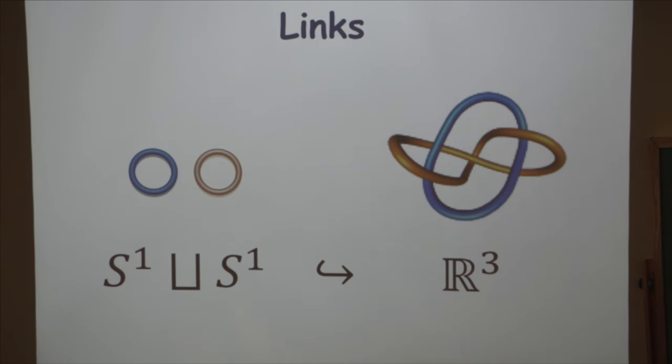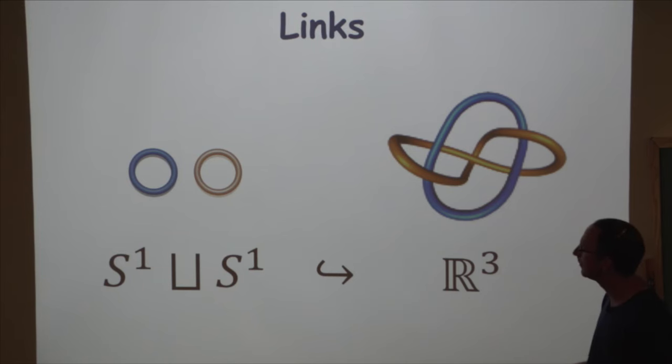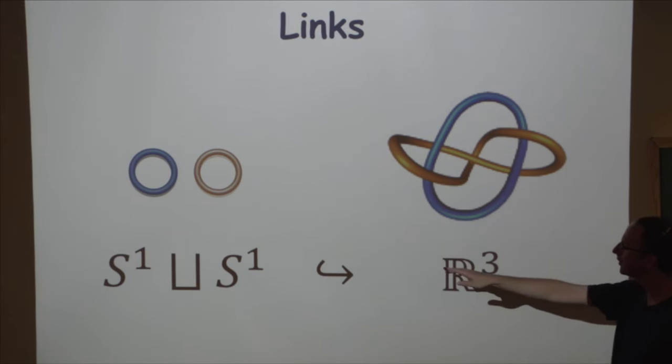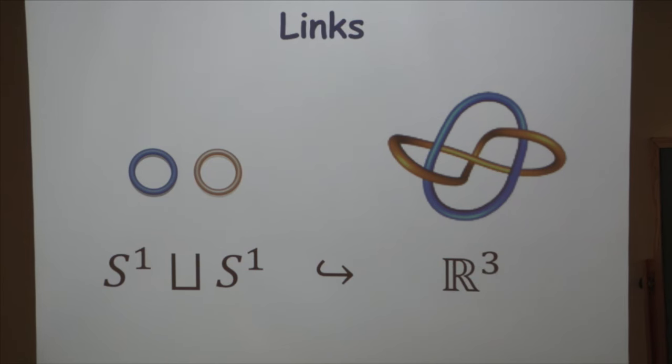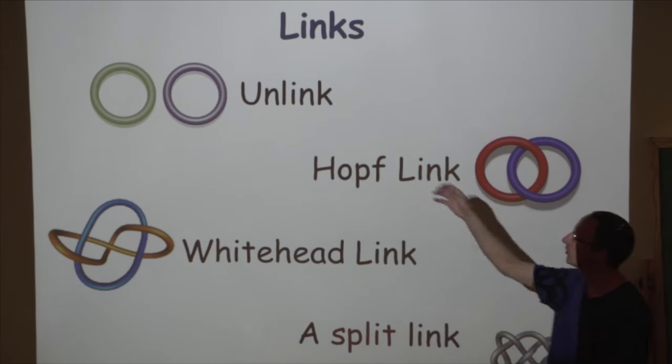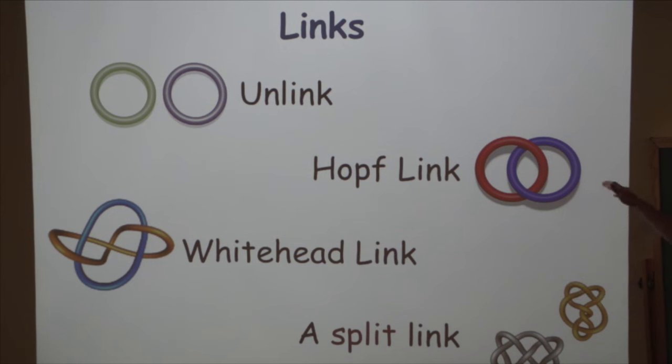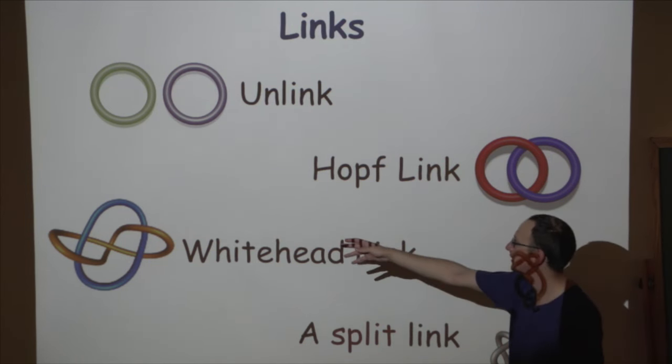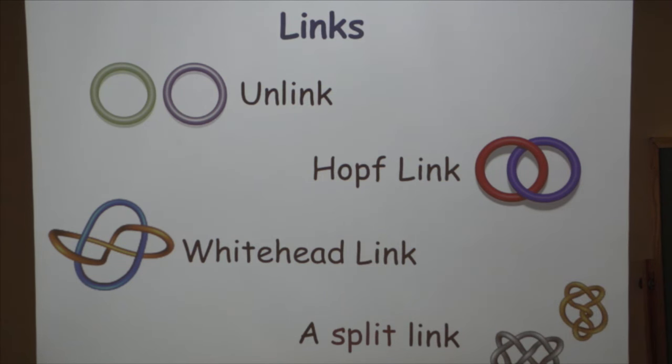We can also define links. So what are links? Links are like knots, but with several components. It's a map from the disjoint union of two circles into the space again. Two or more, right? So let's start with two. Some two-component links are the unlink, which is just two non-linked circles. If they are linked like this, it's called the Hopf link. The Whitehead link is another interesting link. And in general, a link is called a split link if you can separate the two components by some sphere around one of them, like this one. So a split link is a sort of trivial case.